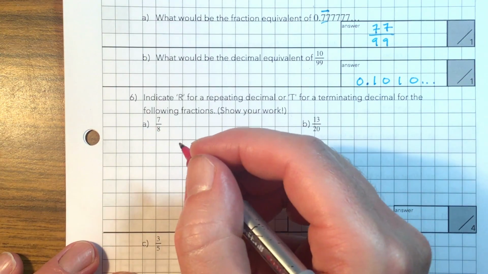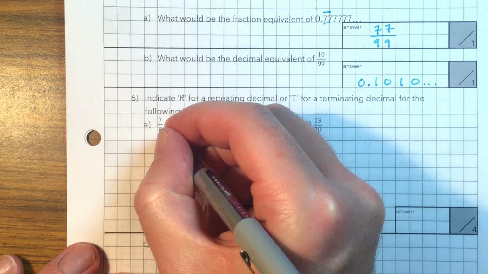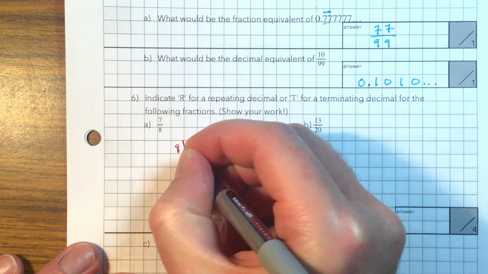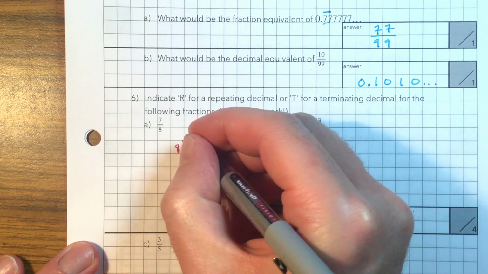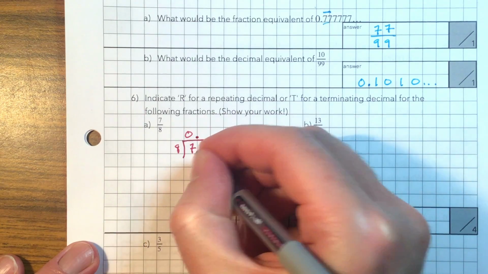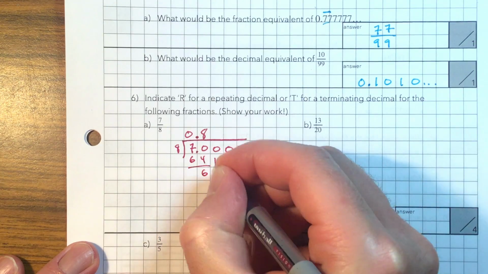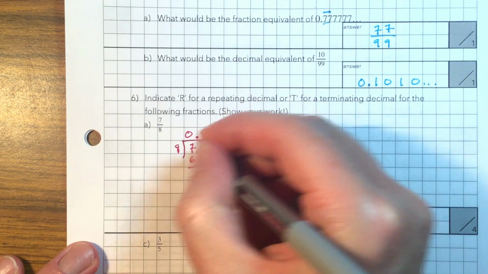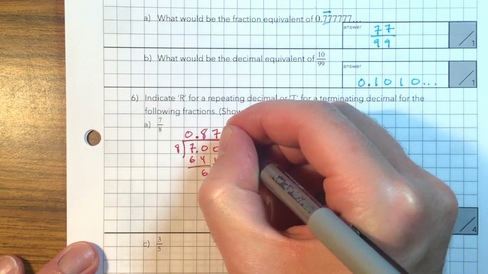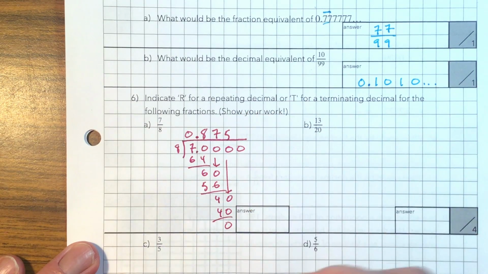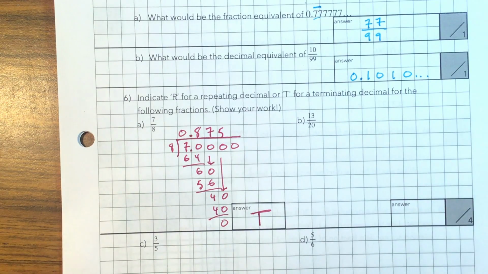7 over 8. Well, let's see. If I remember, I can divide this one. 8 goes on the outside, 7 goes on the inside, decimal 0, 0, 0. See if it repeats. 8 goes into 70 8 times to get 64. Subtract it, 6, bring down the 0, that's 60. 7 times, that's 56. 4, bring down the 0. 5, 40, boom, stopped. Terminating. Terminated decimal. Let's look at the next one.